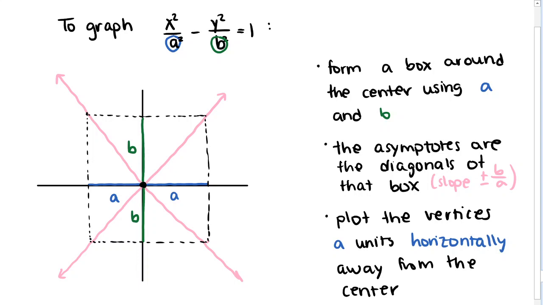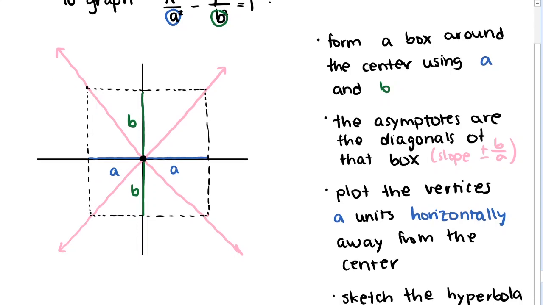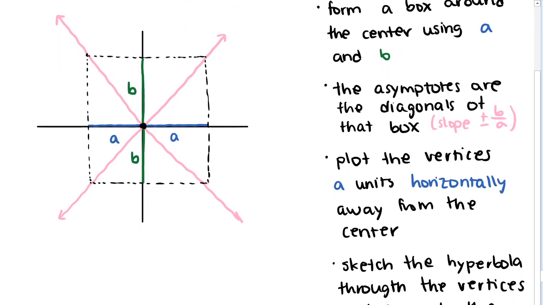And then if we look to the left and to the right of the center, a units, so here, at this point and this point, the left and right sides of our box, these provide our vertices.